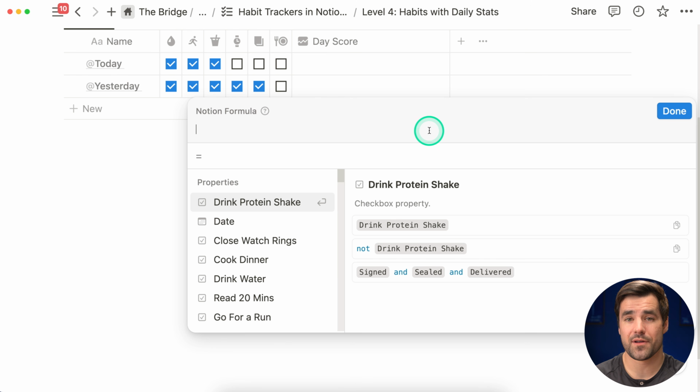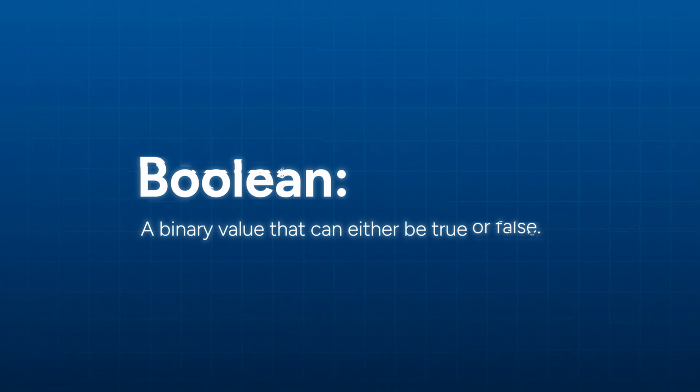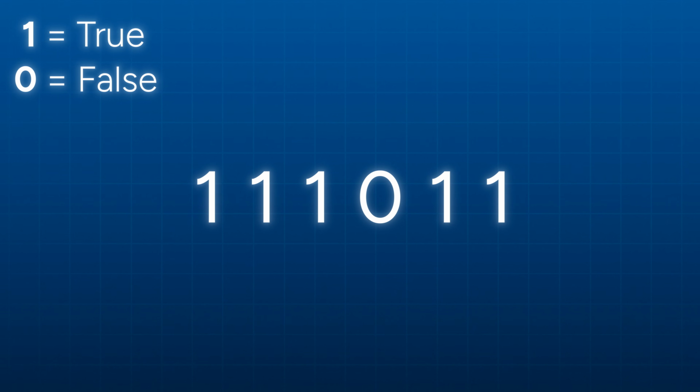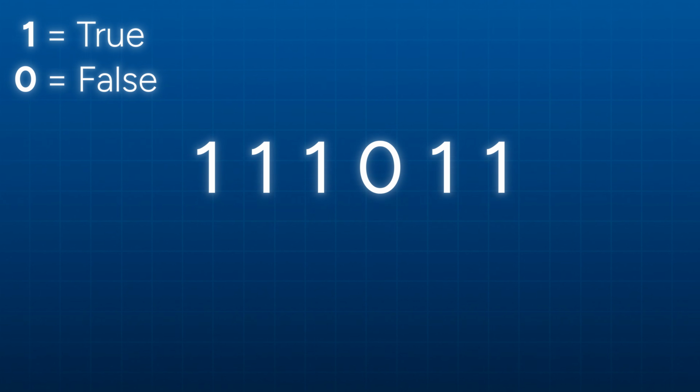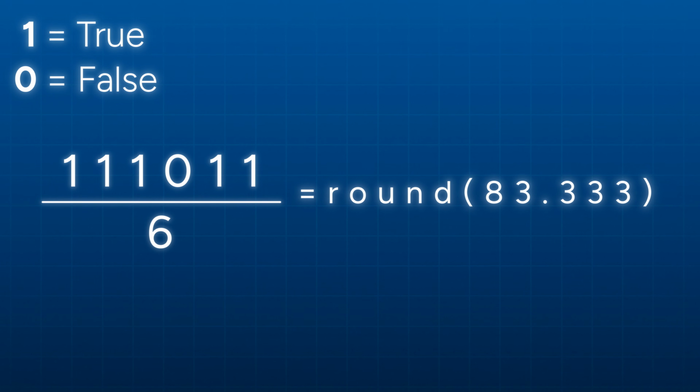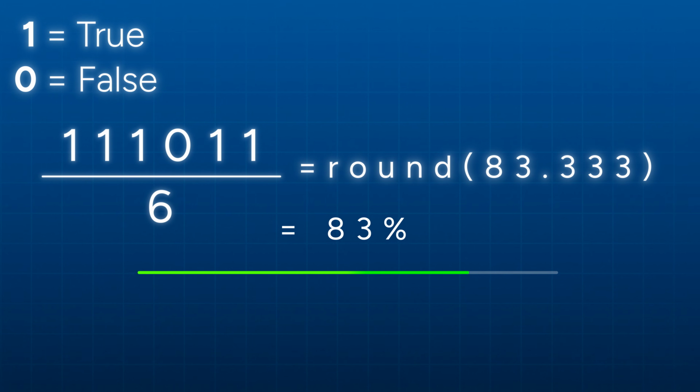So essentially what we want to do here is take each of these checkbox values, which are currently Boolean values, either true or false, convert them to number scores, 1 for true, 0 for false, and then divide them by the number of properties, which is in this case 6, to get our average, which we can then turn into a percentage and get a nice little progress bar.